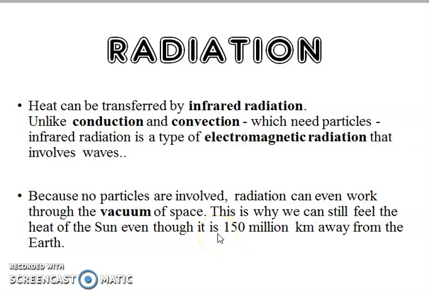The next method is radiation. In radiation, the heat energy is transferred through electromagnetic waves. They don't need any particles in any state of matter. Because no particles are involved, radiation can even work through the vacuum of space. This is how we receive sunlight even though the Sun is 150 million kilometers away from the Earth.